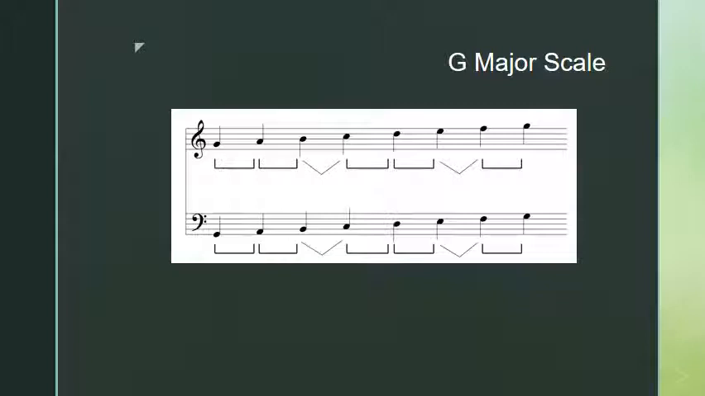What we could do then is to take our scale from before and raise the seventh note by a half step, making that note an F sharp. That now gives us our major scale pattern of whole, whole, half, whole, whole, whole, half. And because this major scale starts on a G, we refer to it as a G major scale.